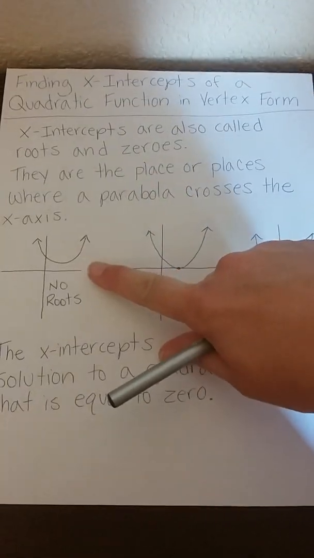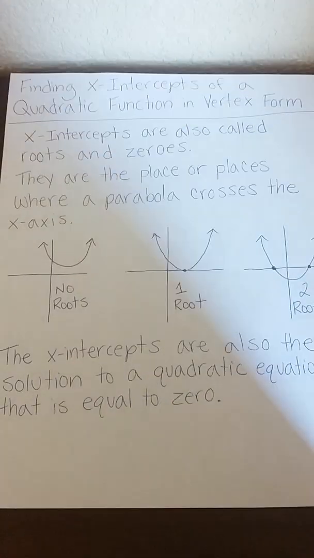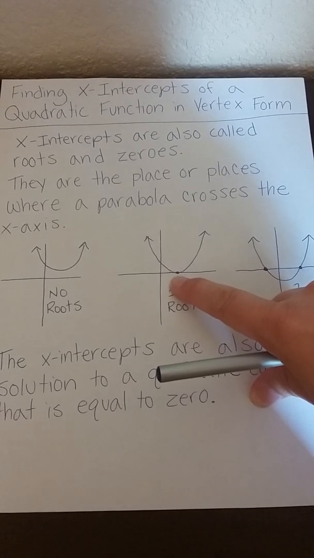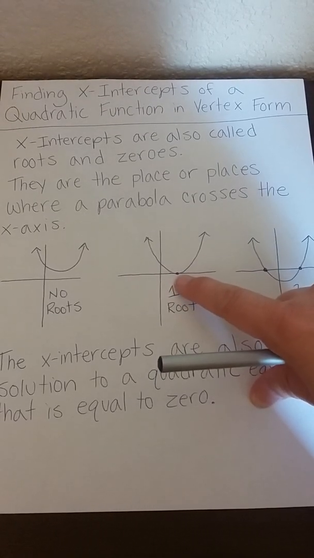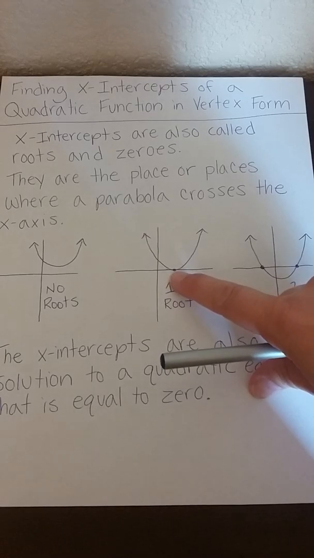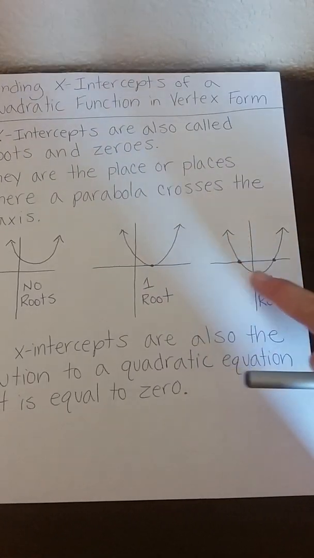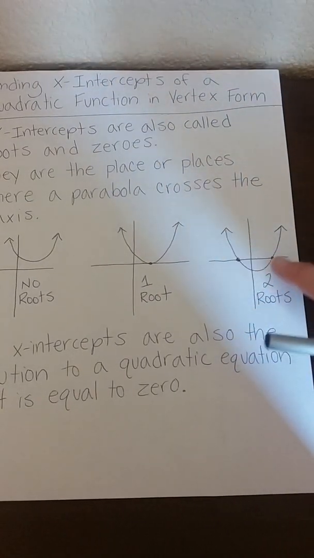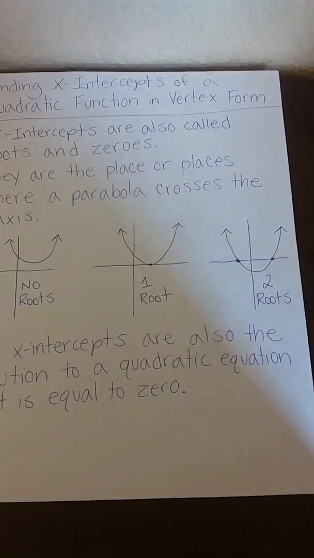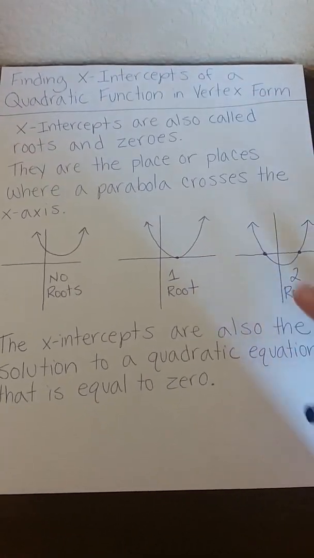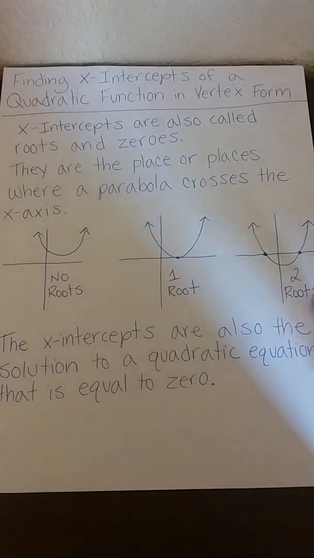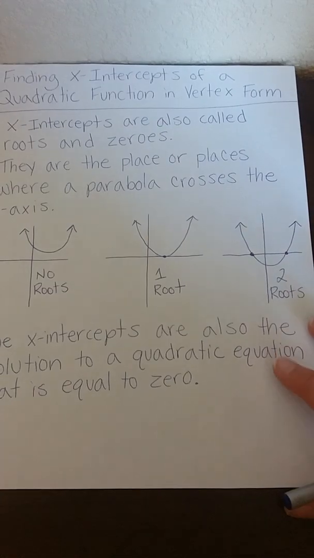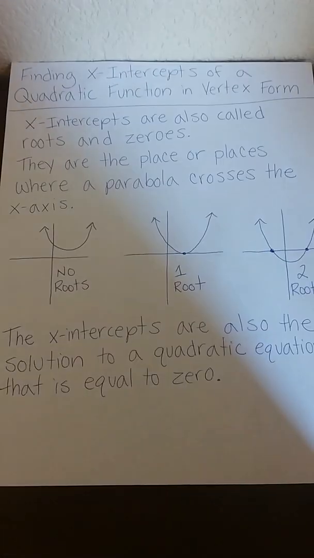There can be no roots if the parabola never touches the x-axis. There can be one root if the vertex of a parabola is right on the x-axis, so it only touches it in one spot. Or more frequently, there are two roots if the parabola crosses the x-axis and then crosses it again on the other side. So when you're solving things, you can have no roots, one root, or two roots, and that's determined by what your parabola looks like and how many times it crosses the x-axis.